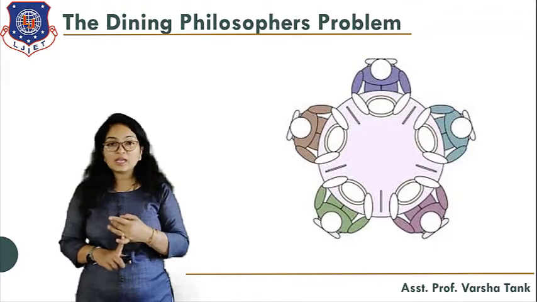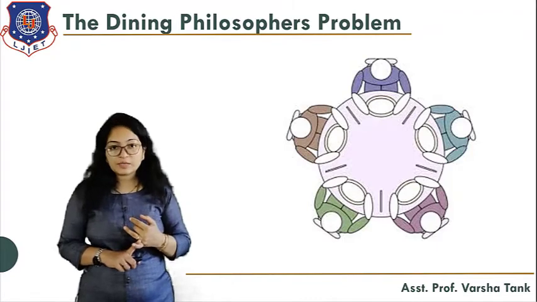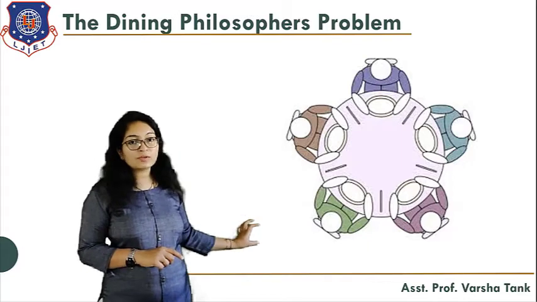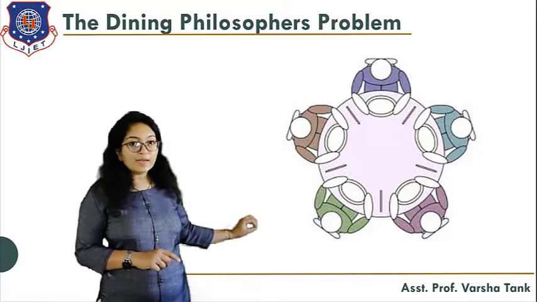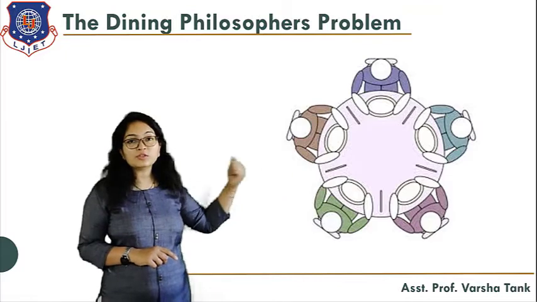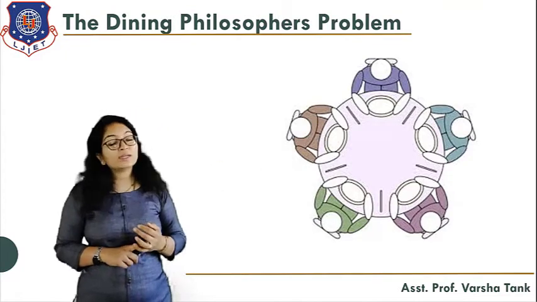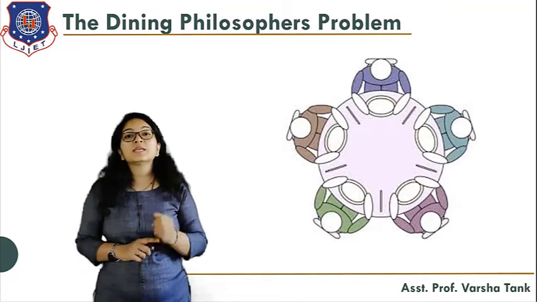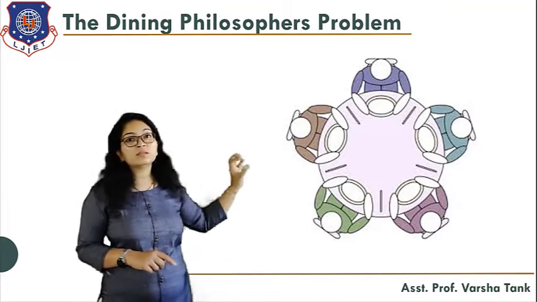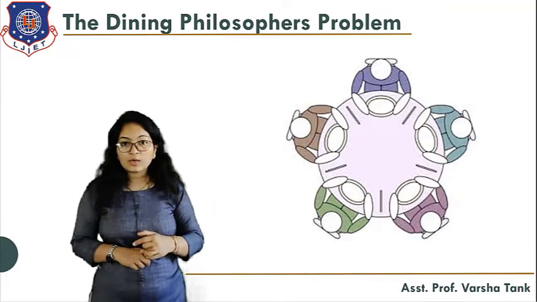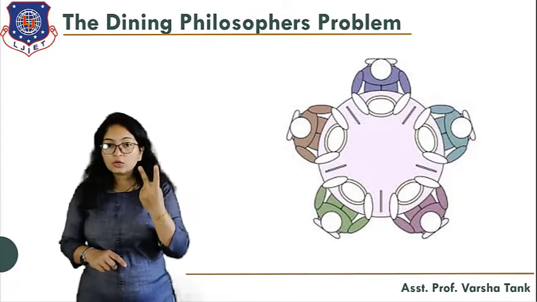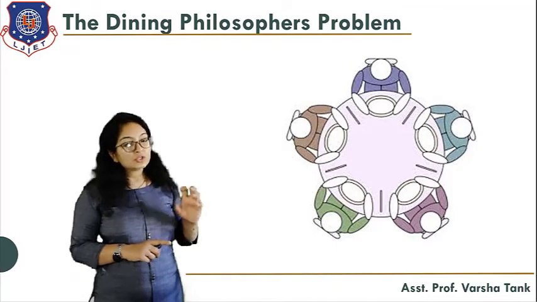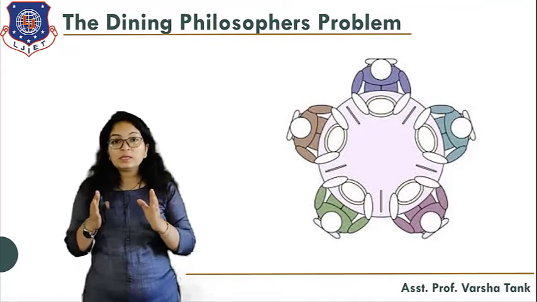At any time, a philosopher is doing one of 2 things: either thinking or eating. Now suppose this philosopher is eating, and at the same time the neighboring philosopher wants to eat. It is not possible. Why? Because only 5 chopsticks are there in between these 5 philosophers, and each requires 2 chopsticks to eat the meal. So what is the condition? You got it? That is what I mean to say.